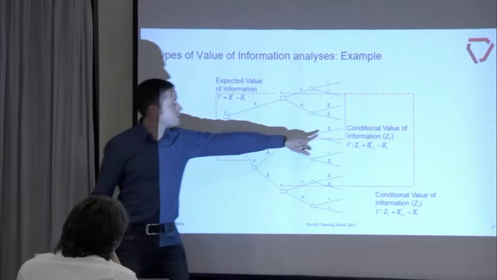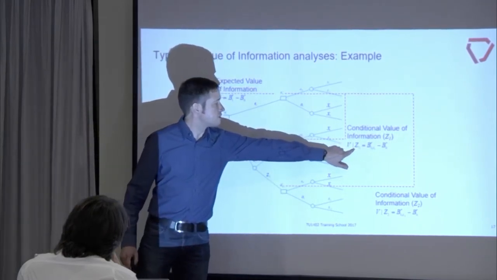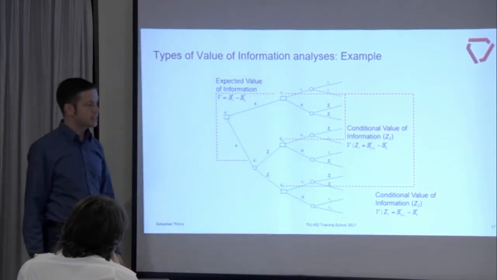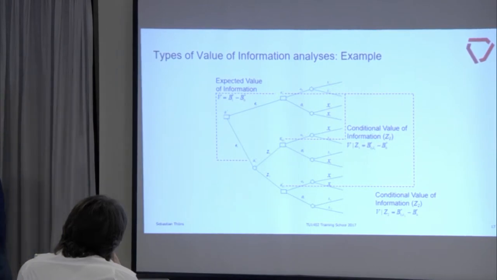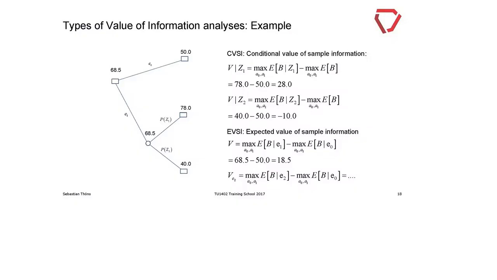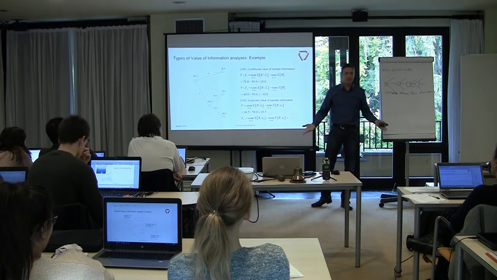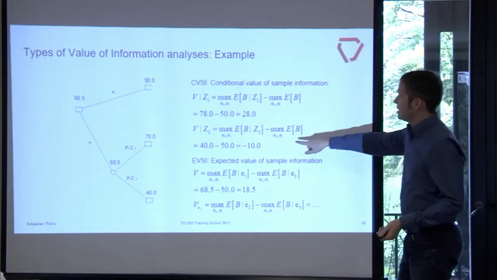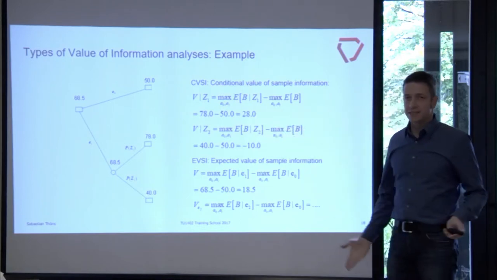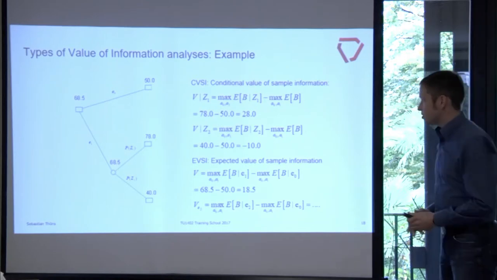And then we can calculate the conditional value of the information Z1. So given the indication Z1, we can calculate the conditional value of information. Or we could calculate the conditional value of information given Z2. So that's the illustration of the different types of value of information with this decision tree, and we can really calculate it. So the value of information, given that we have the indication Z1, is 28, that means the indication is that the structure is okay. So this has a value because we don't have to do anything. That's the mechanism here. But if you get the indication Z2, then this has a negative value because we have to modify the operational range.